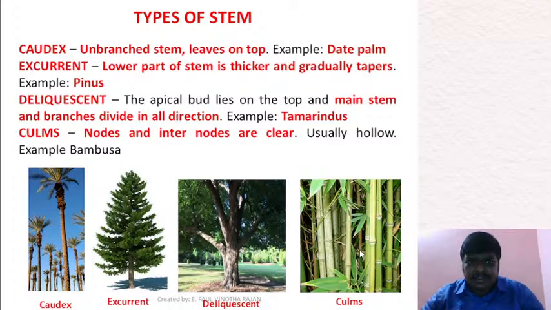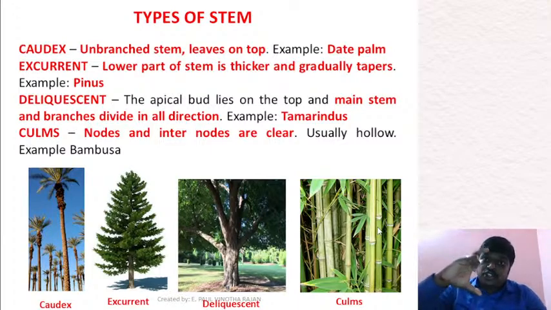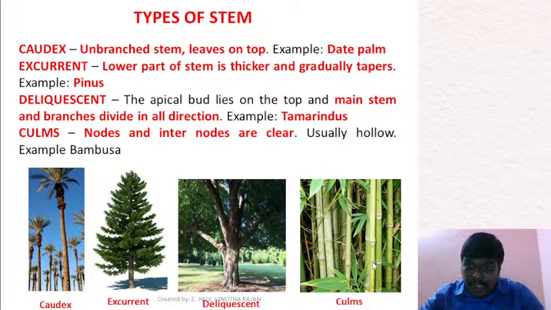In that stem, the nodes and internodes are clear. You can see that this is all the internodes. This is the node. You can see it here, right? The divisions. So each bar, this one, 1, 2, these are all the nodes and internodes. That is called culms. So 4 types of stems are there: caudex, excurrent, deliquescent, and culms. These are all the 4 types of stems.